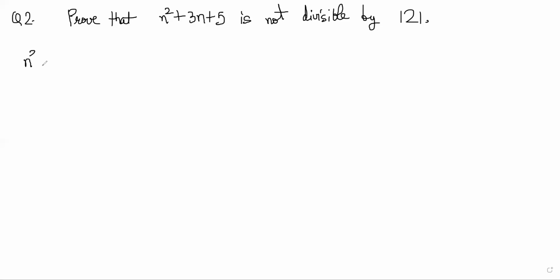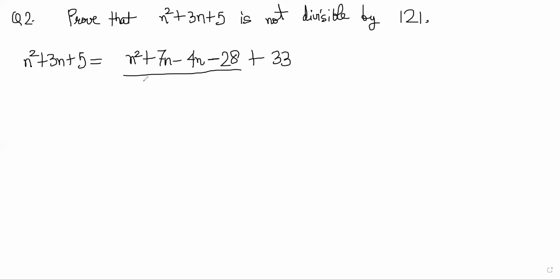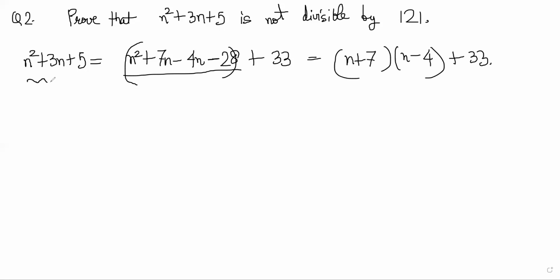So we can write this n square plus 3n plus 5 as n square plus 7n minus 4n minus 28 plus 33, in order to factorize it, right? I have written it like this so that I can factorize it as n plus 7 into n minus 4 plus 33, right? Correct. So we have written n square plus 3n plus 5 as n plus 7 times n minus 4 plus 33, which is true.